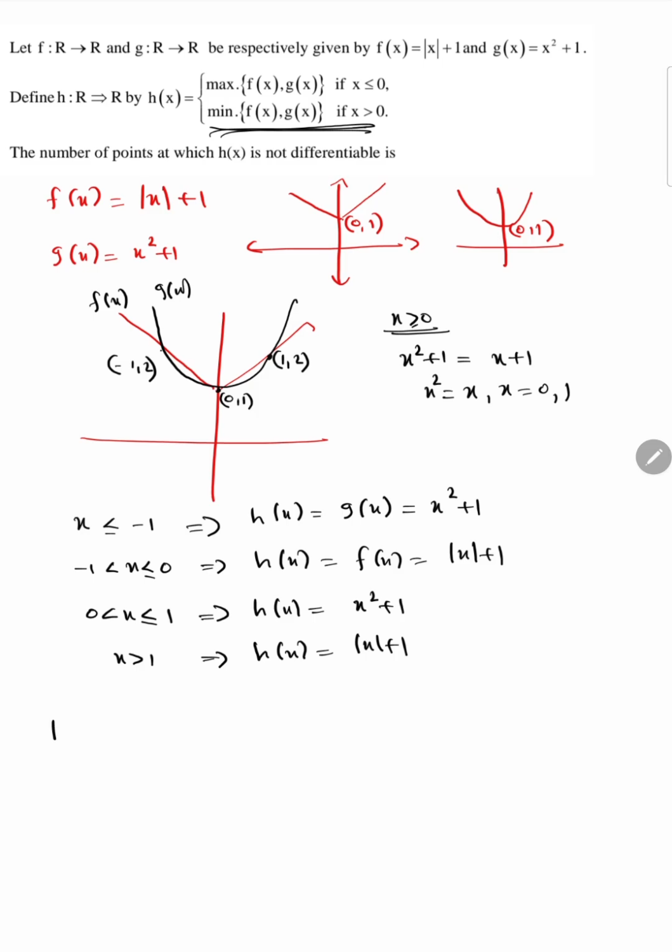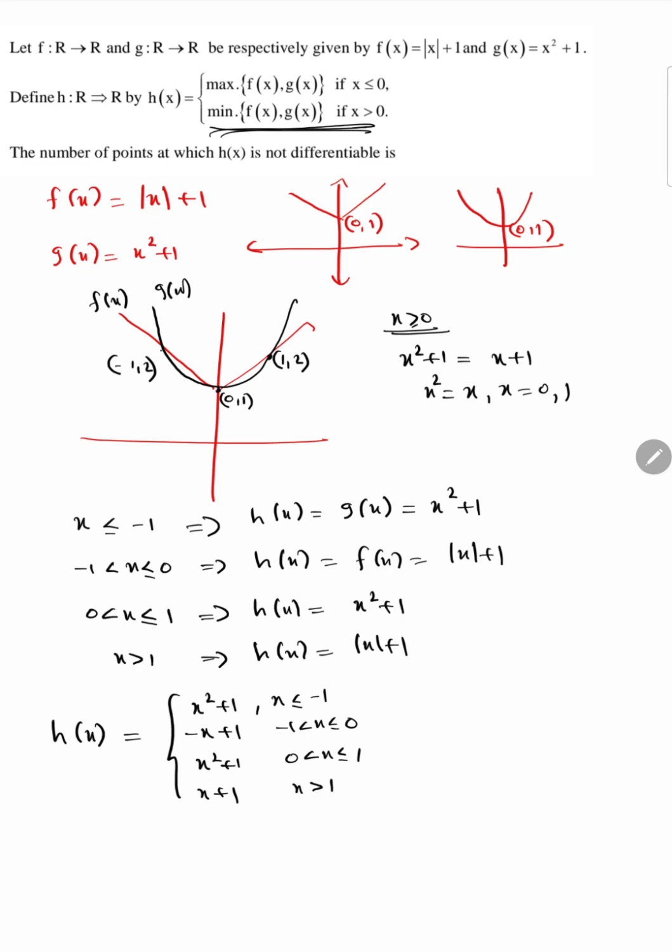Now let me write this specifically. H of x is equal to x square plus 1 when x is less than or equal to minus 1. Then minus 1 to 0, it is mod x plus 1. Mod x is minus x plus 1. Then 0 to 1, the function is x square plus 1, and x greater than 1, it is mod x plus 1.